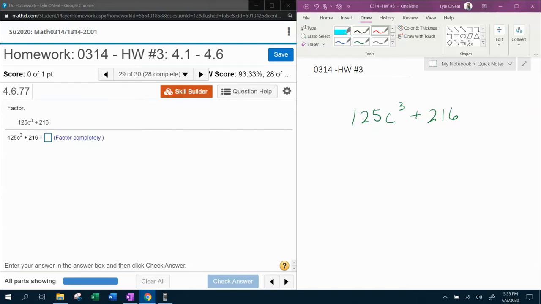All right, here we go. Question number 29 from our 0314 homework number 3 in MyLab Math. And the instructions say factor.